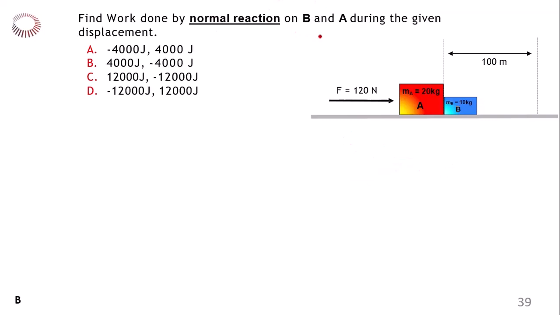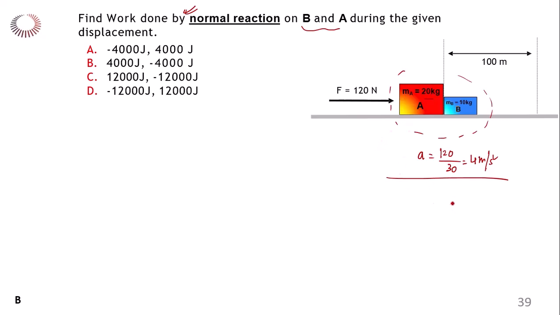Now, in the same situation, you are asked to calculate the work done by the normal reaction on B and A. Here you are asked to calculate the work done by the normal reaction between B and A. So assume this as a system. What is the total mass? 20 plus 10 is 30 kg. You are applying a force of 120 Newton on a mass of 30 kg, so the acceleration of the system is force by mass, 4 meter per second square. The entire system will move rightward with an acceleration of 4 meter per second square.